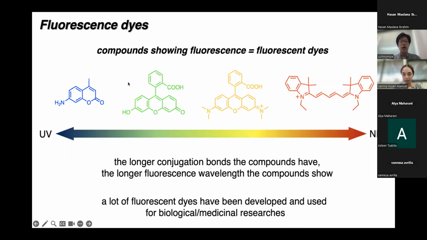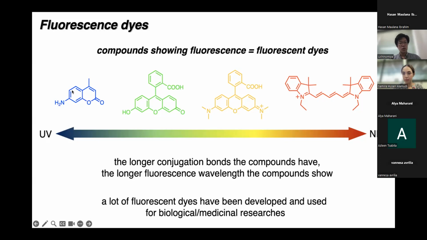To date, a lot of fluorescent dyes have been developed, and nowadays almost all wavelengths in visible light are covered by these fluorescent probes. Because, as I mentioned, the emission wavelength is inversely proportional to energy, if the compound has a longer conjugated bond, the compound shows a longer fluorescence wavelength. So for example, this compound shows longer fluorescence than this compound.